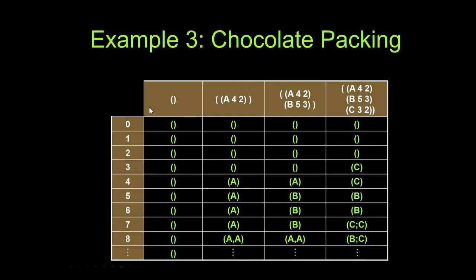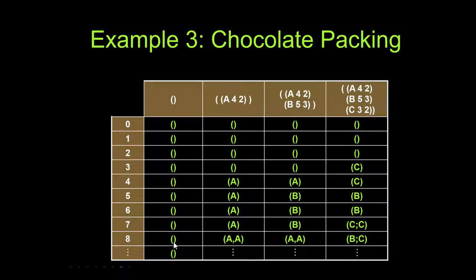Here is the table. We have row 0, row 1, row 2, etc. These are all the weight limit of 0, weight limit of 1, and so on. When there's no chocolate, this column. When there's 1 chocolate, we simply call it A with weight 4 and rating of 2. Then this is a column with 2 chocolates now, added with the B with weight 5 and rating 3. Then with another chocolate, C with weight 3 and rating 2, etc., if you have more chocolates. Then this is the table. How do we have all these values here?